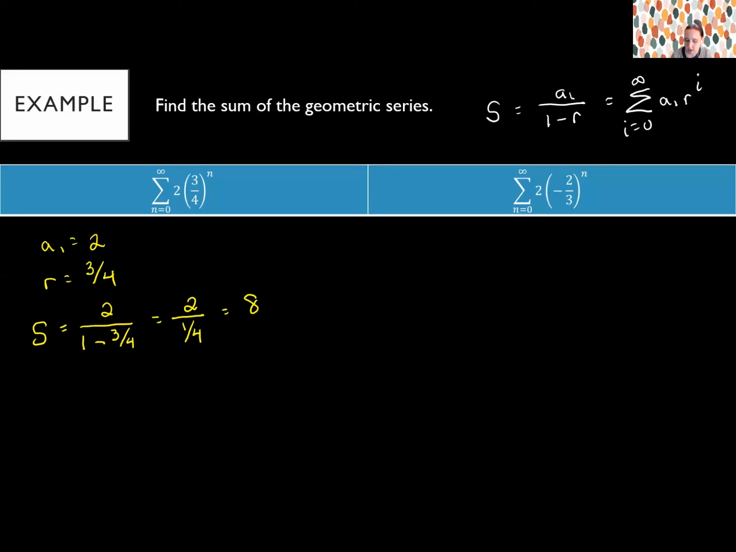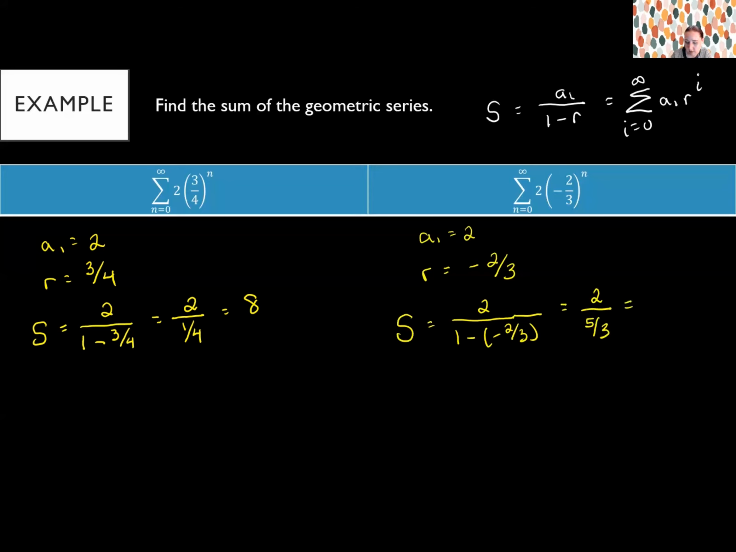Now the example on the right, again, we have a1 equal to 2. In this case, r is a negative. It's negative 2/3. So when we put this in the formula, we get 2 over 1 minus negative 2/3. So we're actually going to be adding 2/3 in the denominator. 1 is 3/3, so 3 plus 2 is going to give us 5/3. So we're going to get 2 over 5/3.